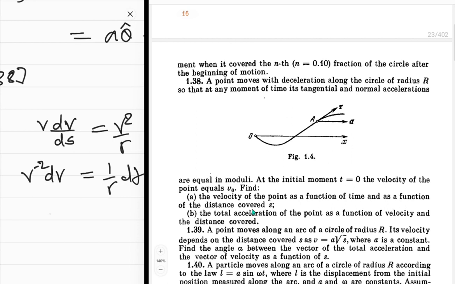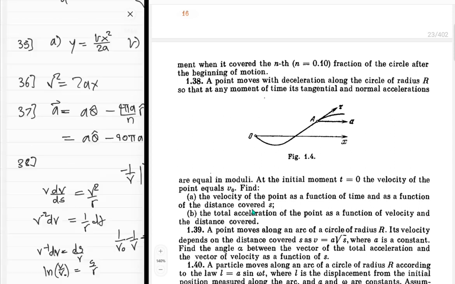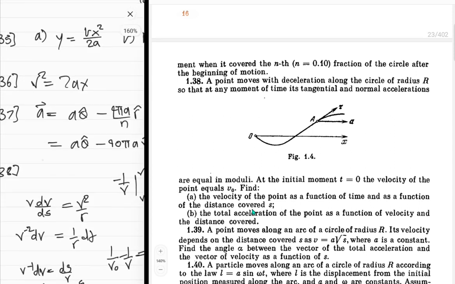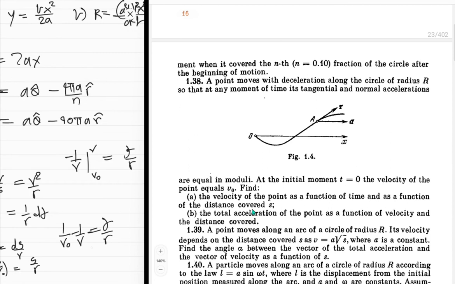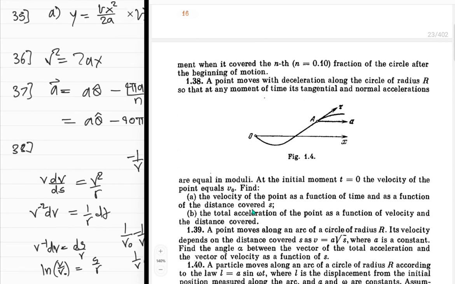Now what can we say? We can say v to the power negative 1 dv is equal to ds upon r. Then integrating this, we have a natural log. So you got it: ln of v upon v naught is equal to s upon r. So that's our other relation. And 1 upon v is equal to 1 upon v naught minus t upon r, and then you take the reciprocal of that.